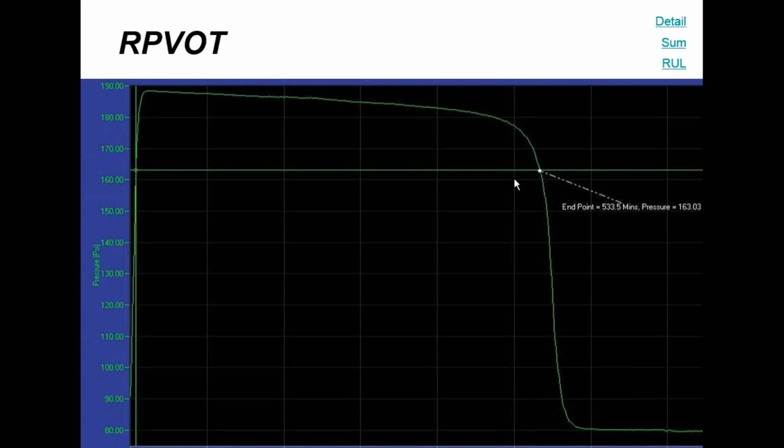But if this oil was supposed to be around 2,000, 2,000 minutes isn't unheard of. We have some samples that go 2,300, 2,500, sometimes 3,000 minutes on RPVOT. And if this was one of those products, I would be concerned because it's not reaching that point.